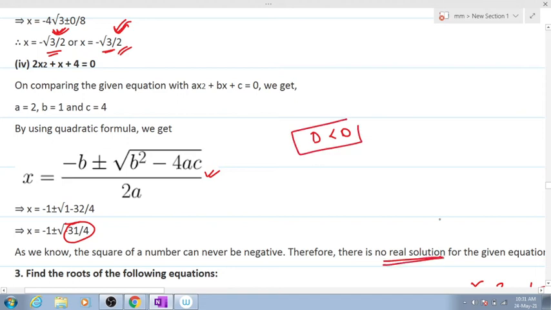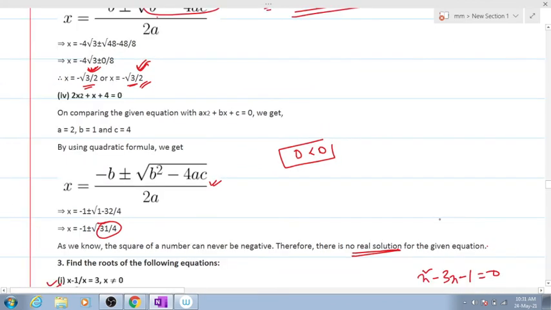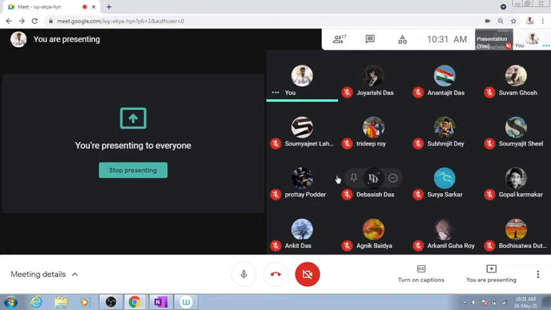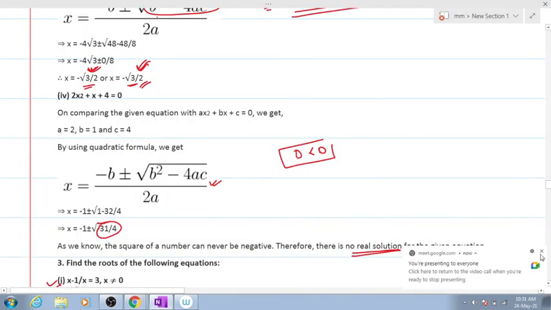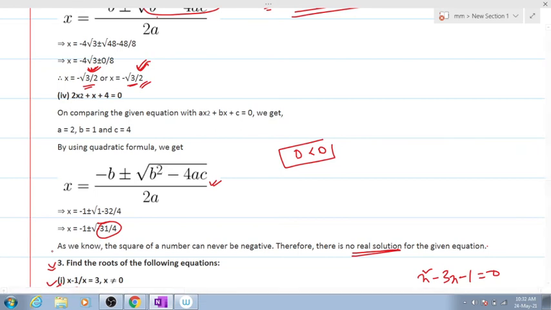Is this numerical clear to everyone? Yes, no? Confirm, please. Yes. Protoy, Ankit, Gopal and all. If you are done with this, question number 3 is waiting for you. Question number 3 is right there on your screen.